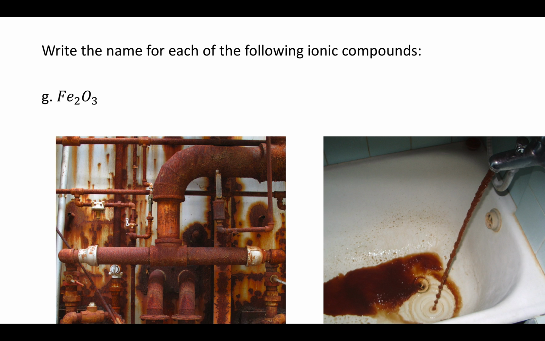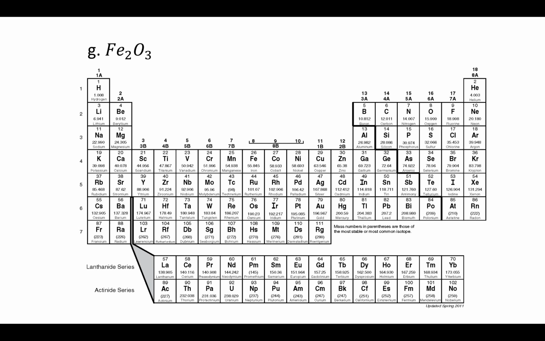When pipes rust, they can sometimes start dissolving into the water, and so you'll see, like on the news, that dark brown water that'll come out of some faucets is often caused by the rust that's dissolving in the water. So what's the name of Fe2O3?